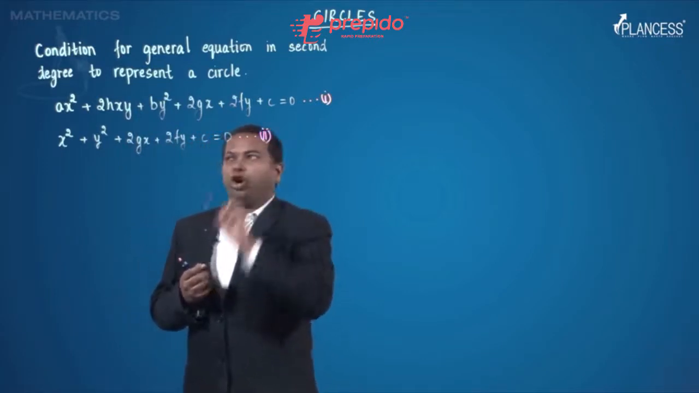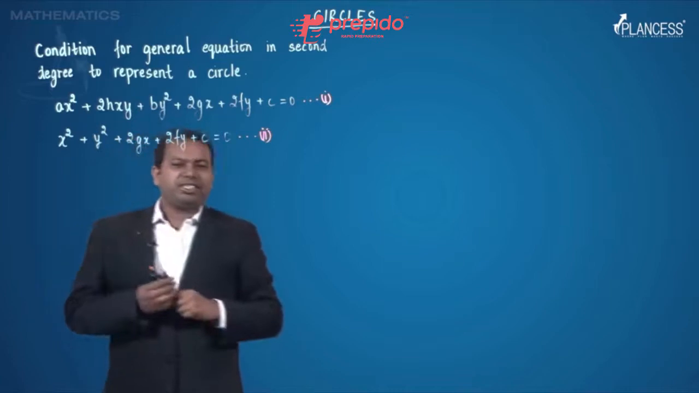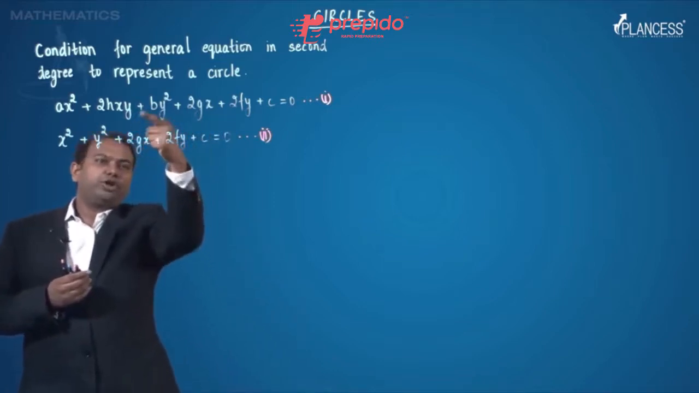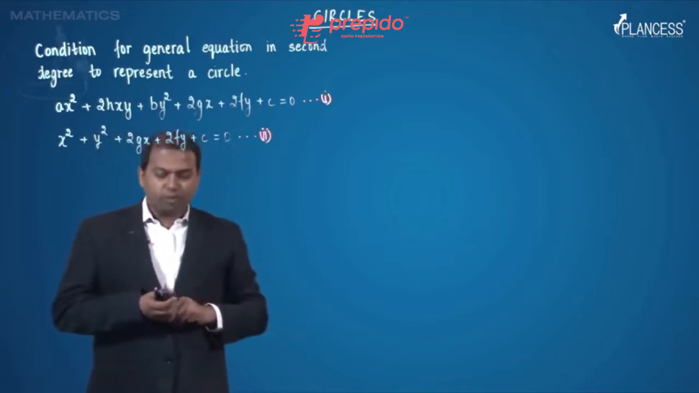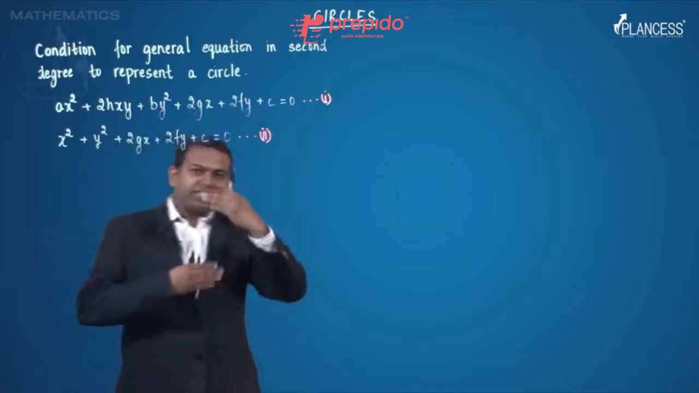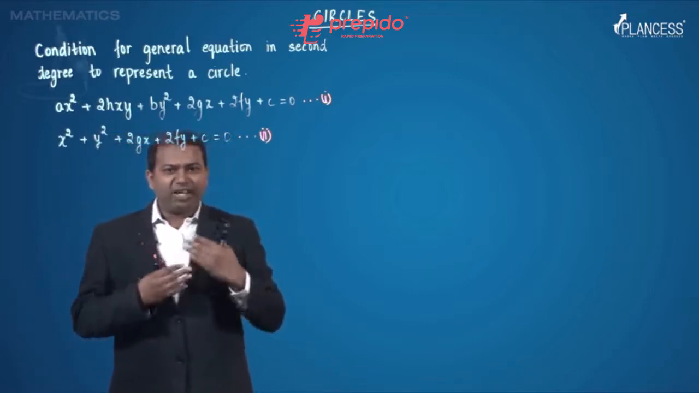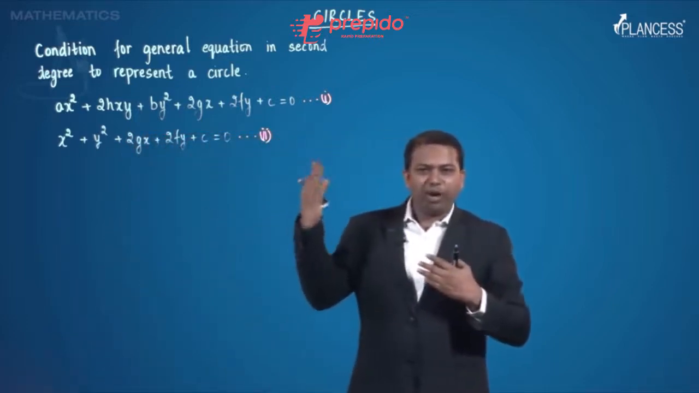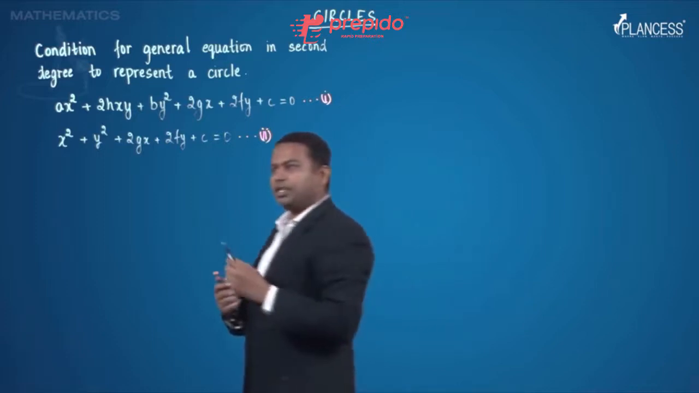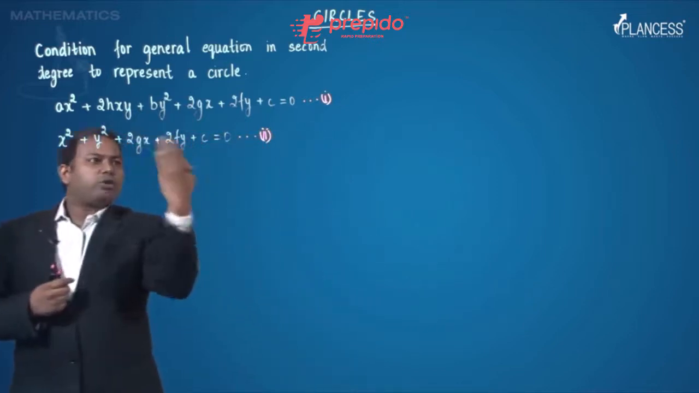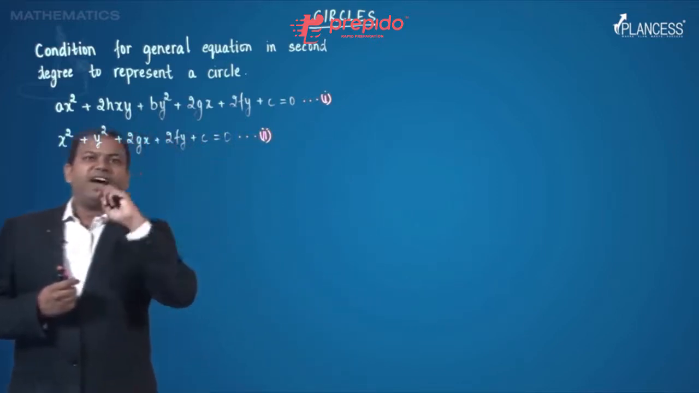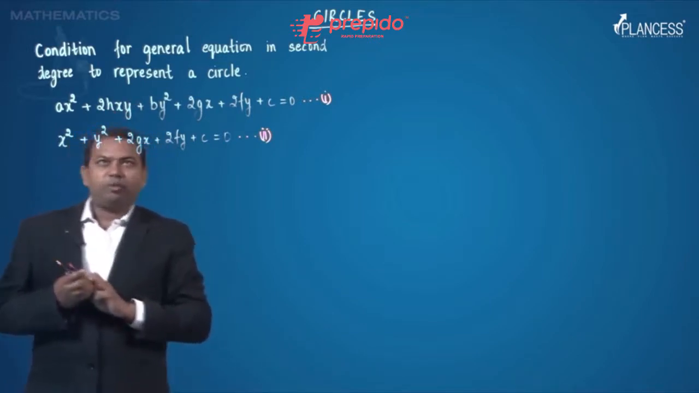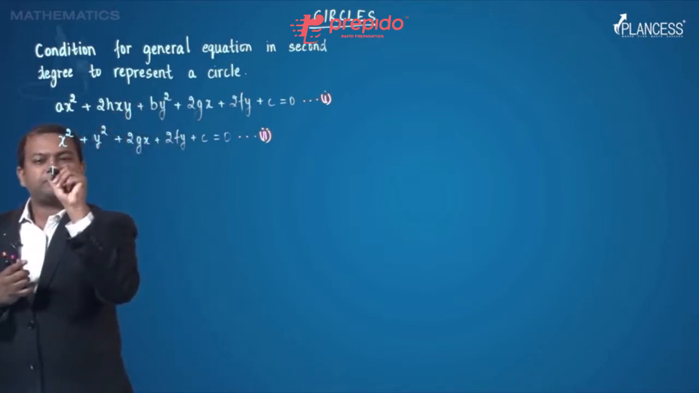Now, in order that equation 1 represents a circle, it should have some similarity, or in other terms, it should look exactly like equation number 2. So let us compare these two equations and figure out the two conditions: how and when the equation number 1 that we have will represent a circle. If we look at equation number 2 closely, we find that there is no term involving xy. So, from here we get the first condition.